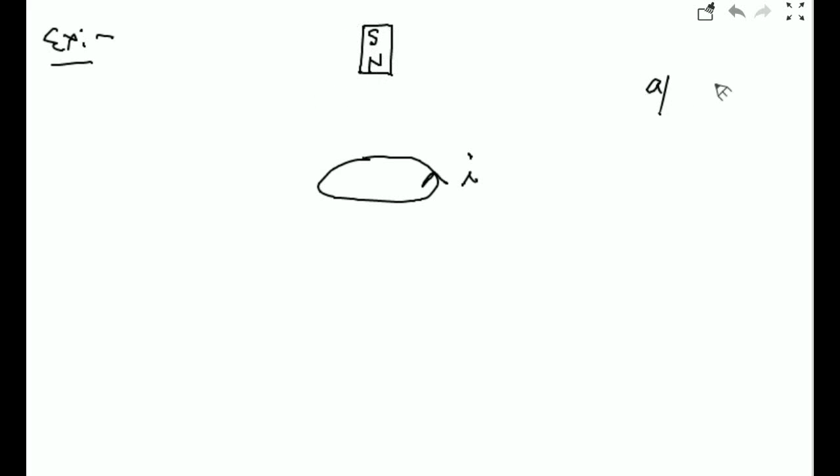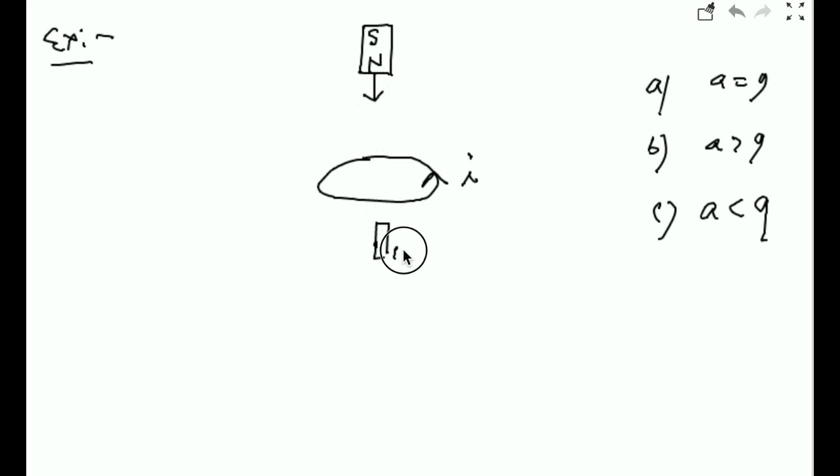First option is A equal to G, second option is A greater than G, and third option is A less than G, in both cases, when this bar magnet is coming from the top and after going away also. Okay, so let's discuss all two cases. You know, if you have a north, then the magnetic lines will go like this, away.